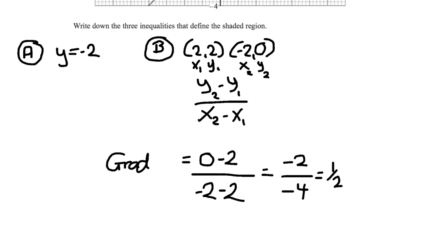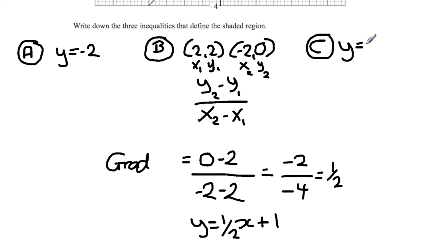Now we know that the line crosses the y-intercept at positive 1. Therefore, the equation of the line for B is y equals 1/2 x plus 1. So this is the equation of the line B. Now, the equation of the line C is y equals x.